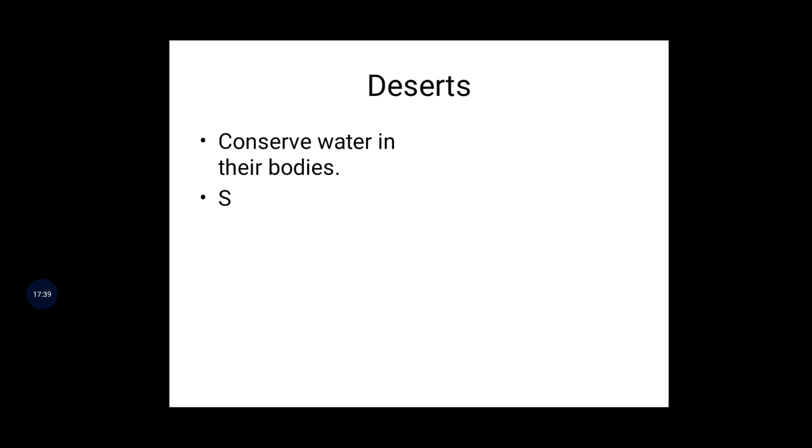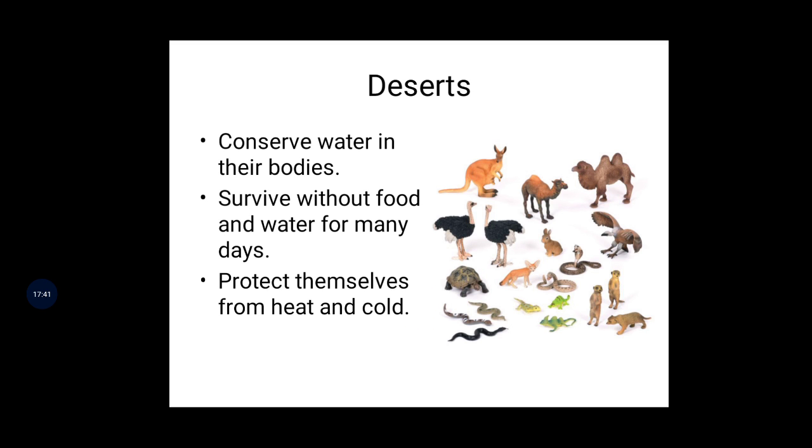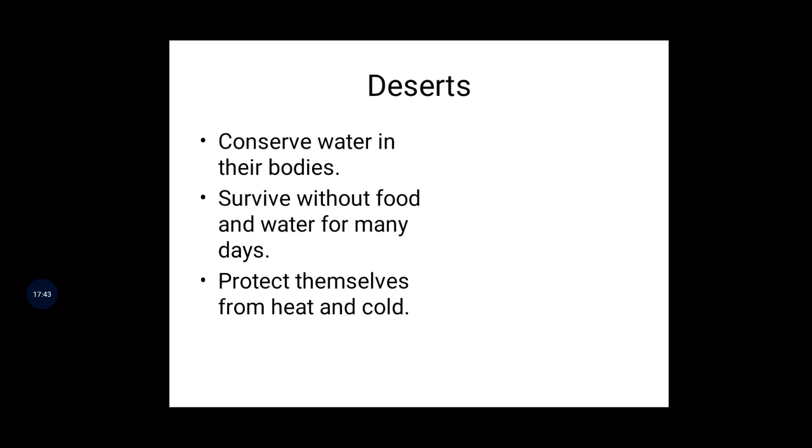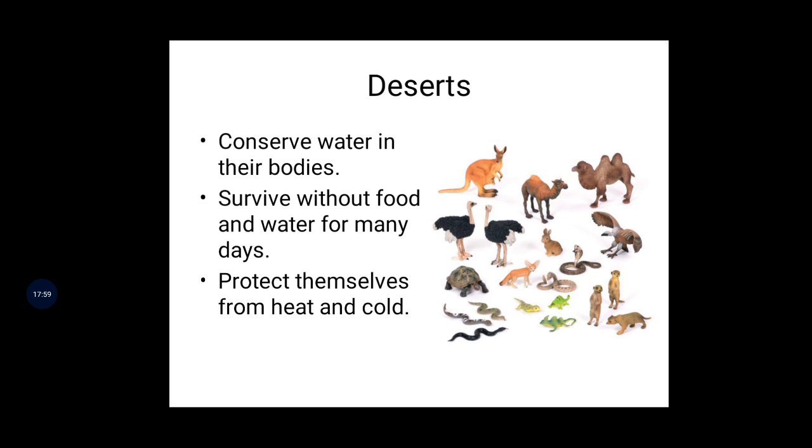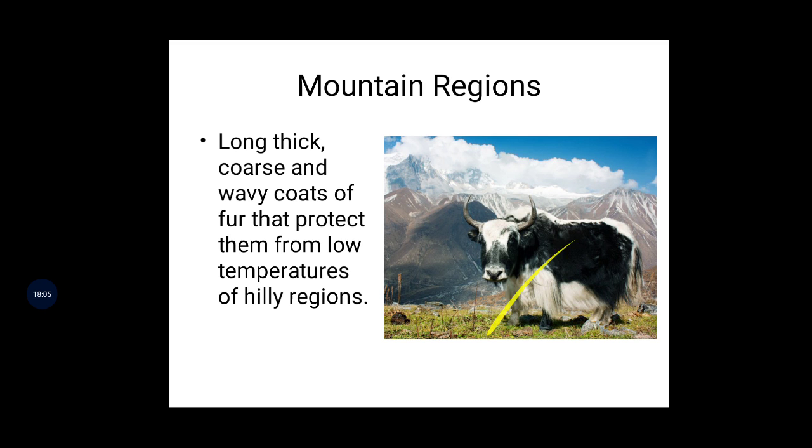Next, the desert areas. In desert areas we have different types of plants. So what does it mean? They conserve water in their bodies. Some plants and some animals are able to protect themselves from other things also, like the cold or anything. Yes or no? This is a desert area. See, animals of the desert area are present. Then next one is the mountain regions.